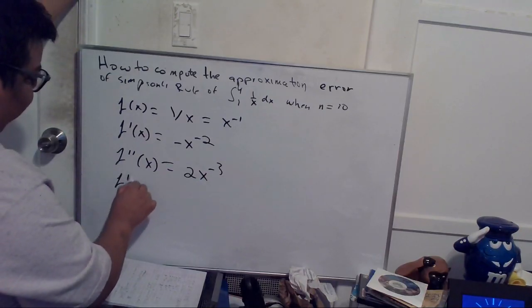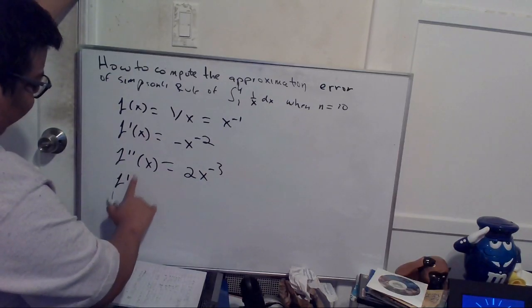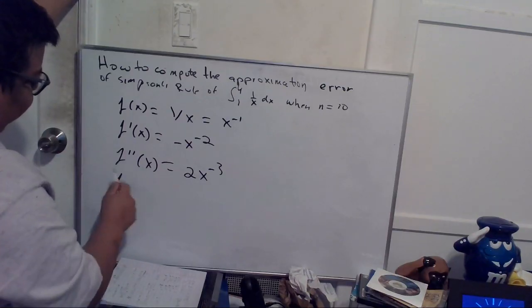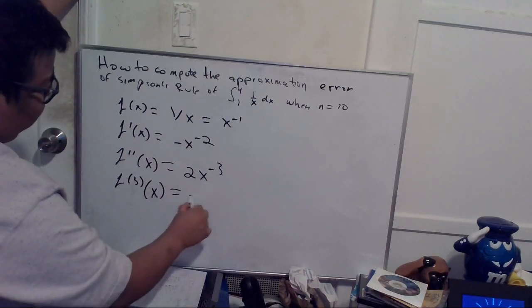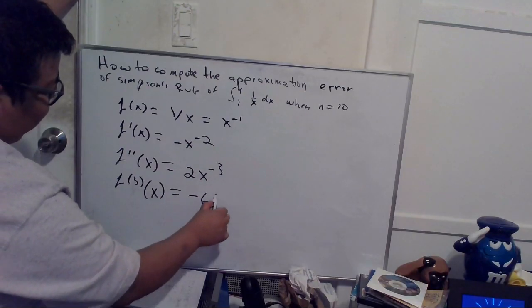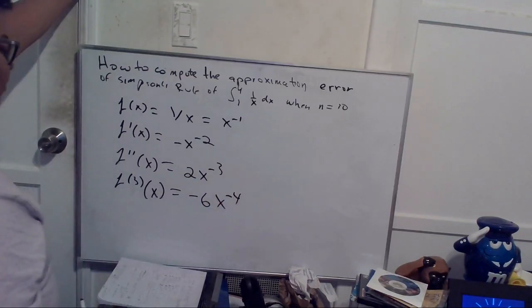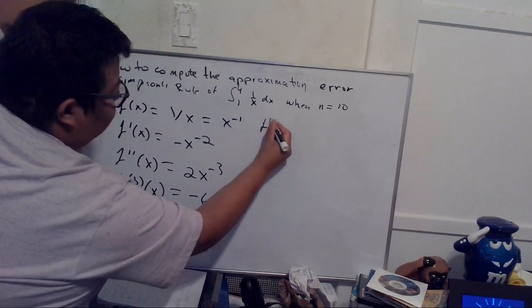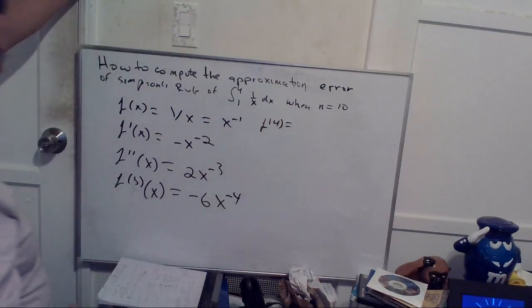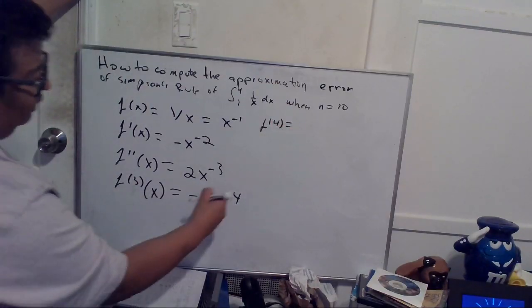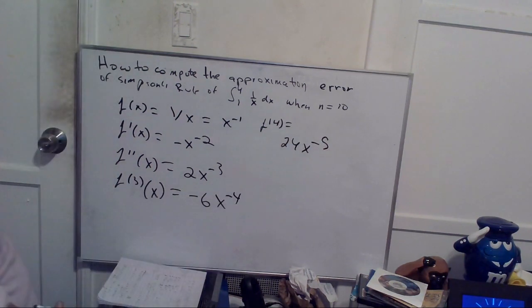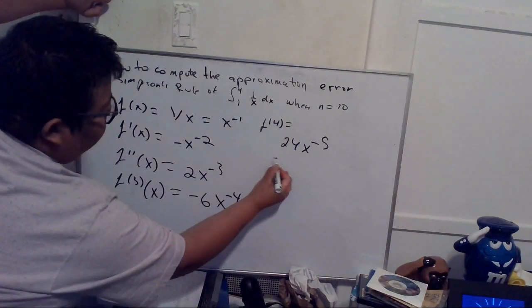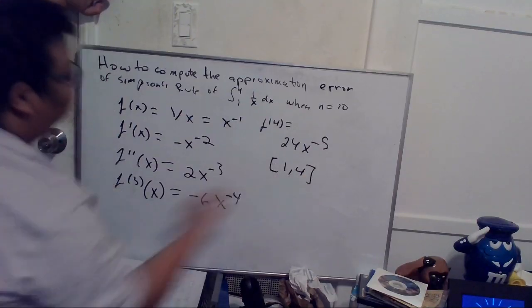And then the third derivative is going to be equal to 2 times negative 3, so that's negative 6x to the negative 4. And then the fourth derivative is going to be equal to negative 6 times negative 4, that's 24x to the negative 5th. And remember, the interval we're looking at is from 1 to 4.